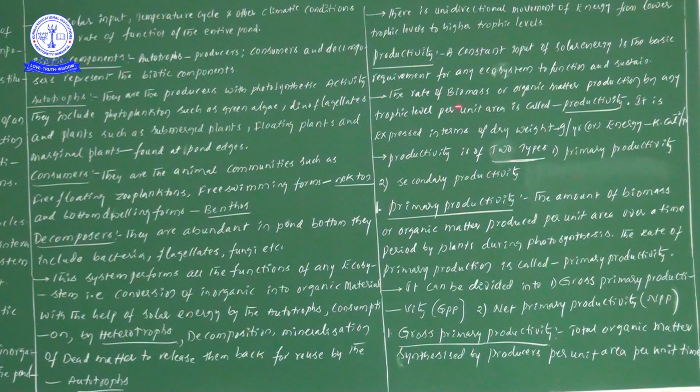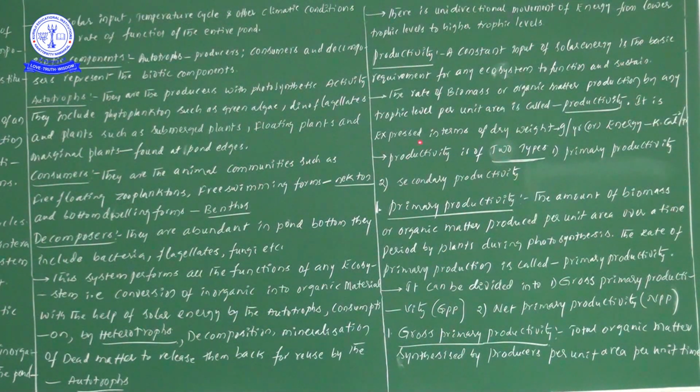Next, the rate of biomass or organic matter production by any trophic level per unit area. One more time, the rate of biomass or organic matter production by any trophic level per unit area is taken as productivity. Which one is being produced? The rate of biomass or organic matter production at any trophic level. Wherever you look, at any trophic level, we can see the rate of production of biomass or organic matter, and that is taken as productivity.